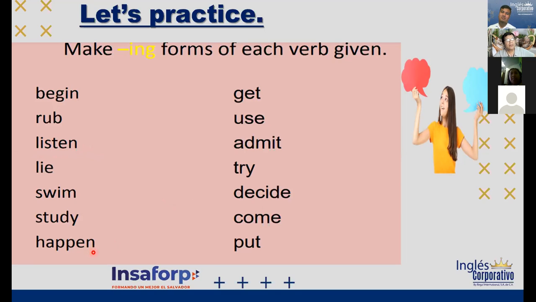What about the verb happen? We add ing, the same. Do we add another N? No, just add ing. Also the stress is on hap, so that's why we do not double. All right. What about the verb put? We double the letter T and we say putting.